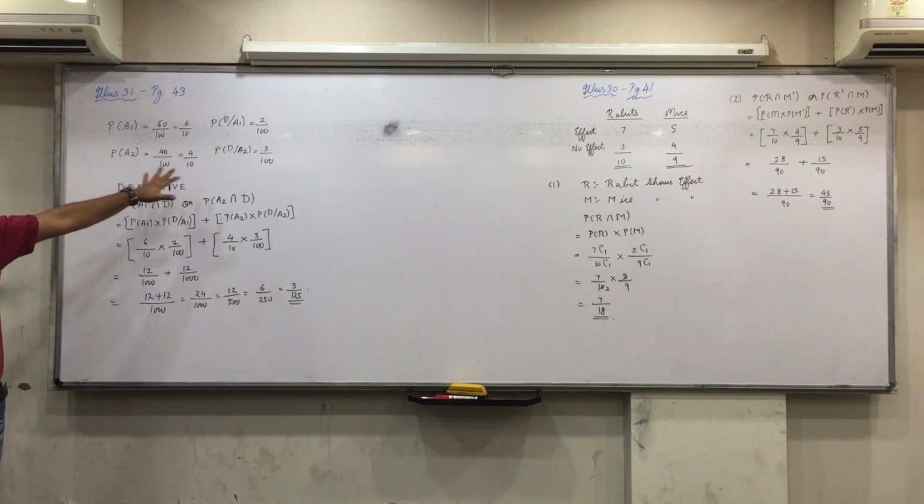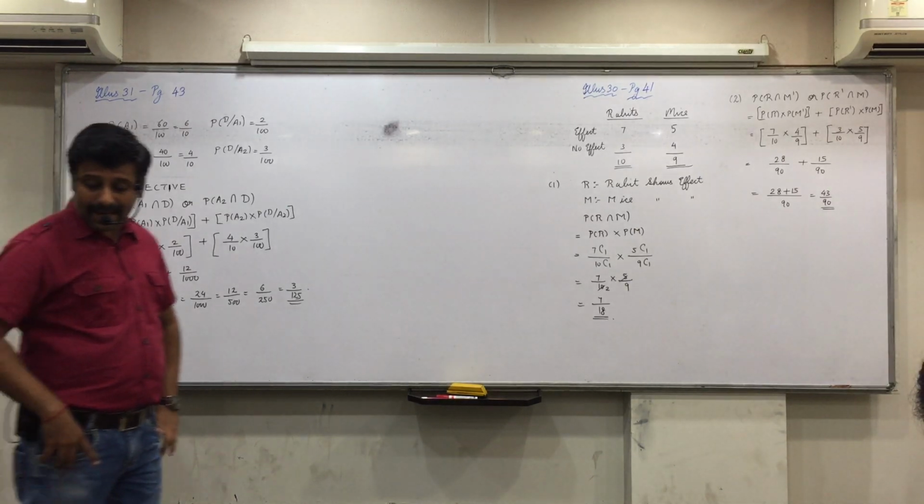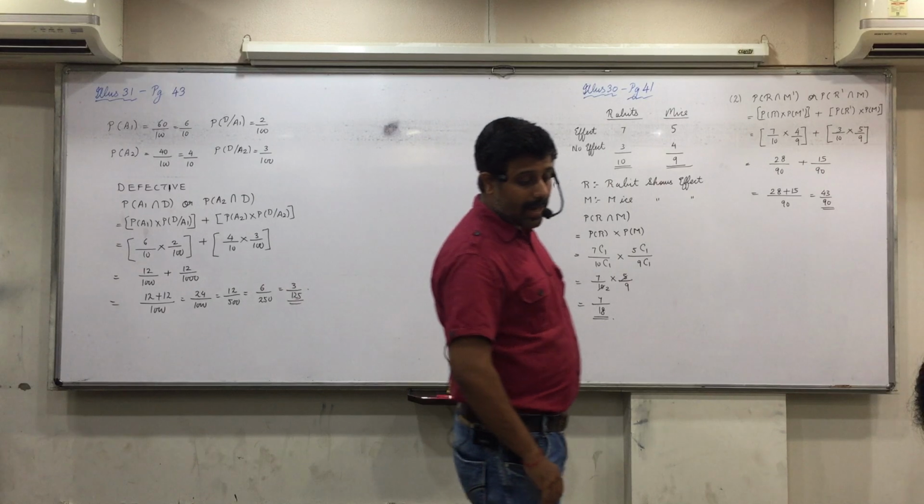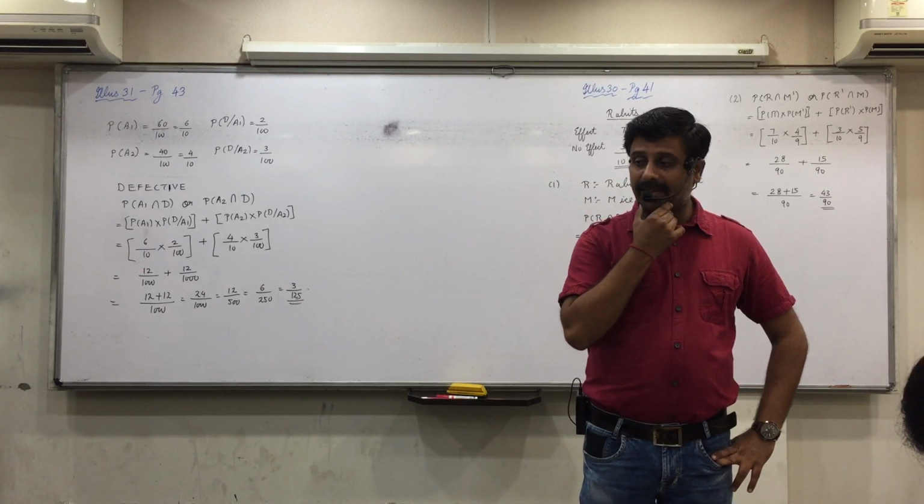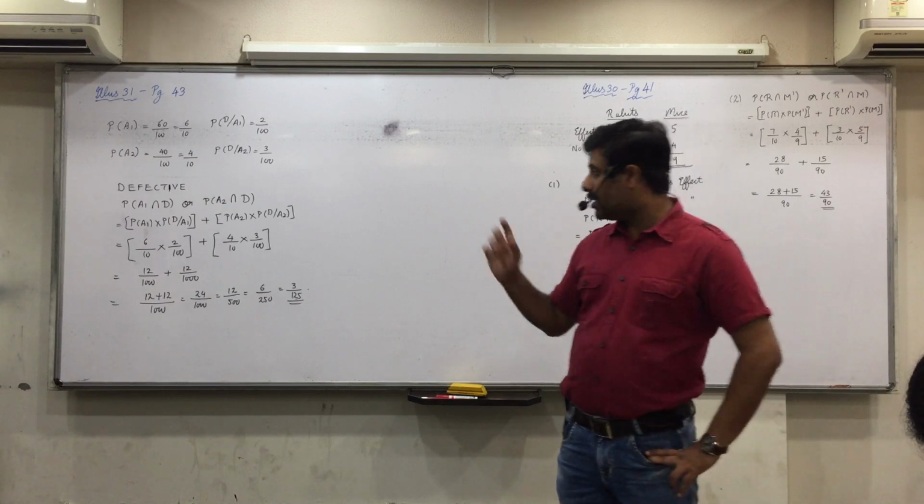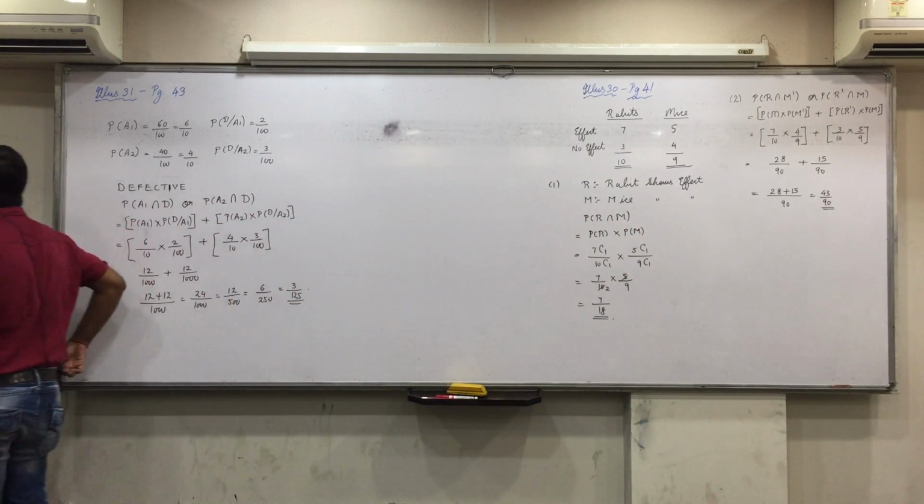Okay, now write down these four probabilities first: P(A1), P(D/A1), P(A2), P(D/A2). Actually, D was not defined. One more event you will define. Let event D be the event that the item is defective. Now write down these four.